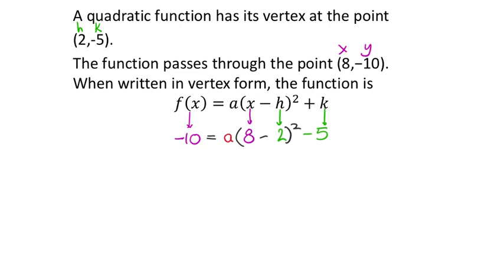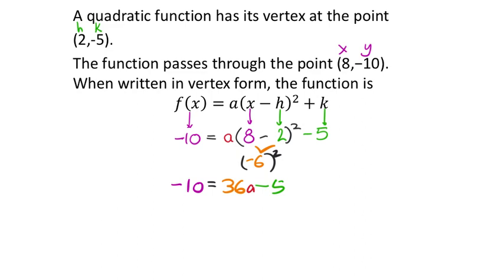Right here, I'd probably use a calculator, but we're going to have to use some principles of equality too. So I'd say, well, 8 minus 2 is -6. Well, that would be squared. So -6 times -6 is 36. I'm going to rewrite that as 36a, just so it looks familiar. Then I'd say -5, and this all equals -10. And you can see now that this is just a regular equation to solve.